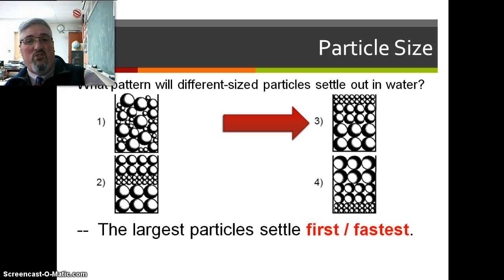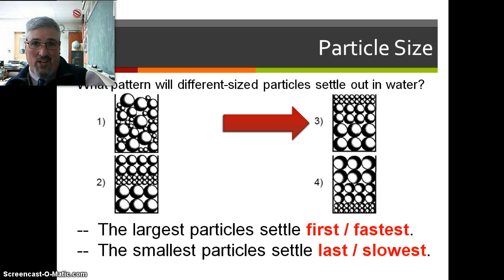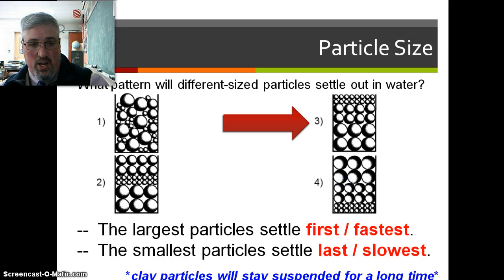The largest particles will settle first, or they'll settle the fastest, and then the smallest particles will settle last, or they'll settle the slowest. Okay, why is that? Well, because the bigger ones have more mass, they're all the same density, so their weight isn't going to change. Well, I take that back. Their weight will change because of the different sizes, and that's what will cause them to settle in that order. Clay particles will stay suspended in water for a very long time. They're so tiny that even the slightest movement in the water will keep those little particles suspended.